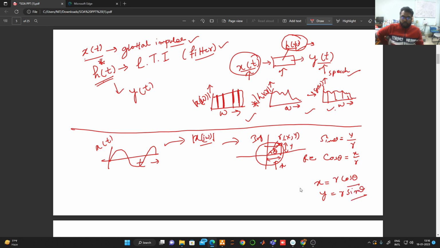Now from Euler's formula we know that e to the power j theta can be represented as cos theta plus i, instead of i I am writing j, sin theta, and if you write r over here, it will be like this as we have written. Say the magnitude of r is 1. In that case you can simply write e to the power j theta equals cos theta plus j sin theta.